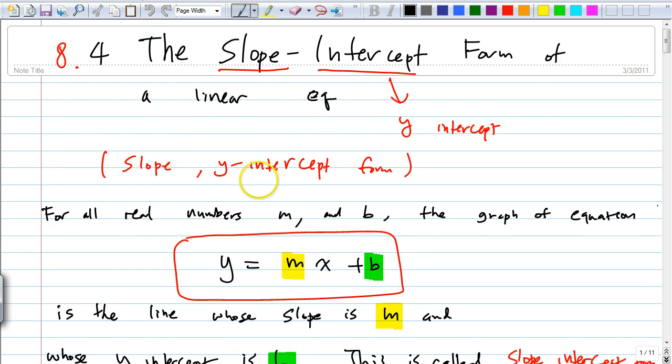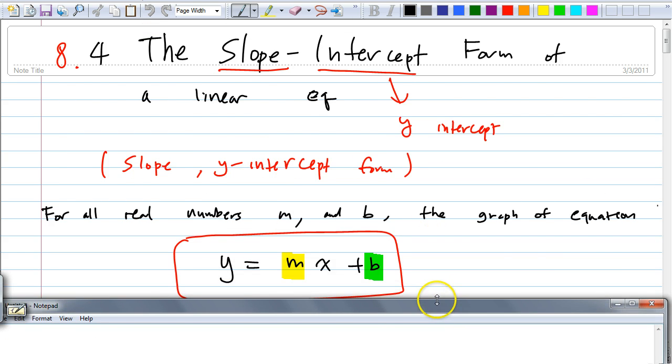Okay. And of course, m stands for the slope. B stands for the y-intercept. Very good. So it's something we already know. We already learned this. A reminder. So knowing this, today we're going to graph using this slope-intercept form, and we're going to do some other things with it. That's kind of interesting. You'll see in a minute.